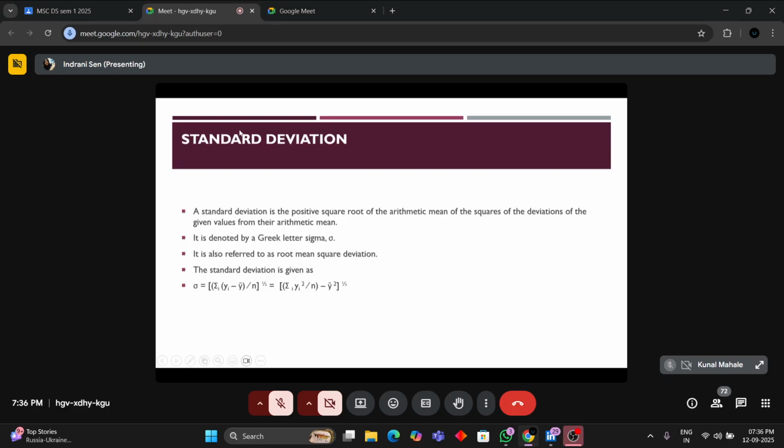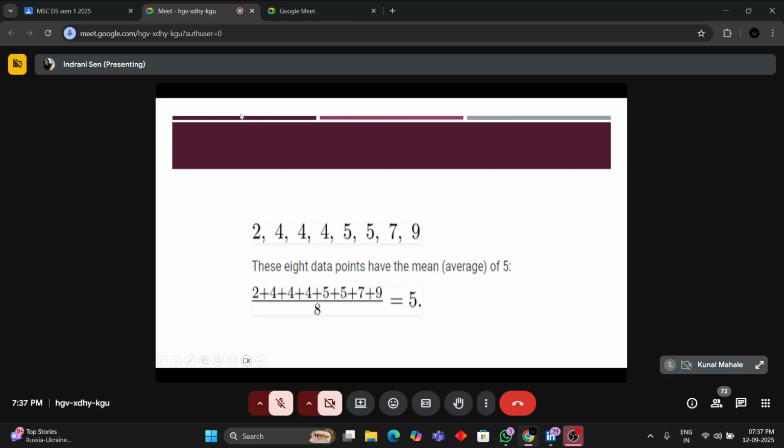You can also talk about the range. Range means the maximum of the column minus the minimum of the column. So you can see here how we calculate standard deviation. This is the data points, and we have the mean, the average, which is 5. That means we sum these up and divide by 8, the count of the total number of elements.